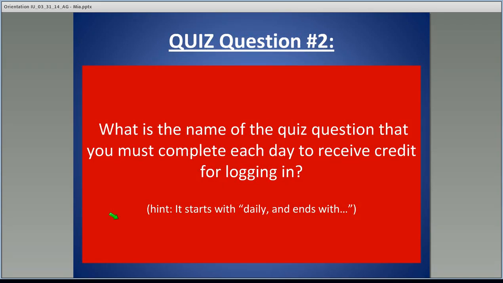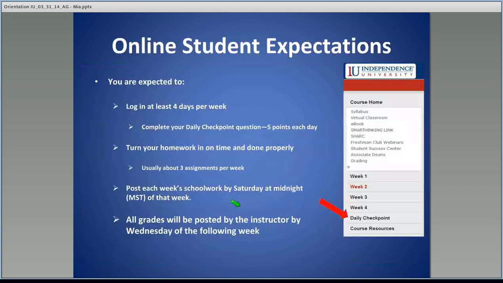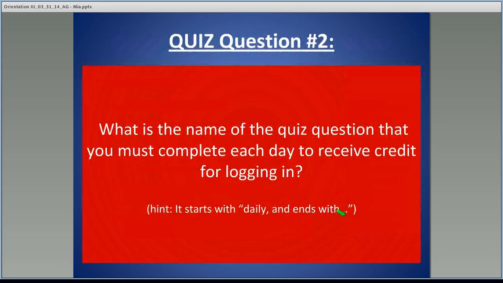Now, we've reached quiz question number 2. What is the name of the quiz question that you must complete each day to receive credit for logging in? So just a hint, it starts with daily and ends with. Perfect. So go ahead and pause the video once again, write down this question and the answer, and then press play to move on.